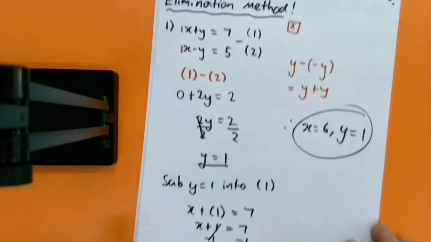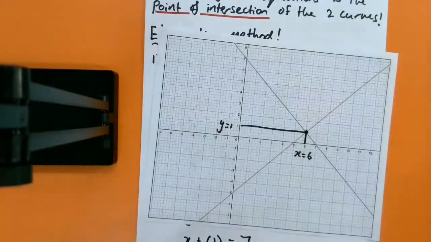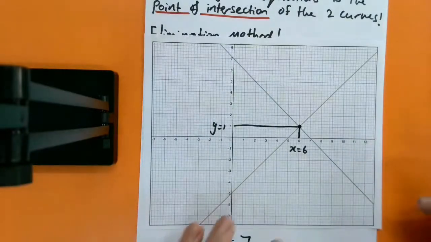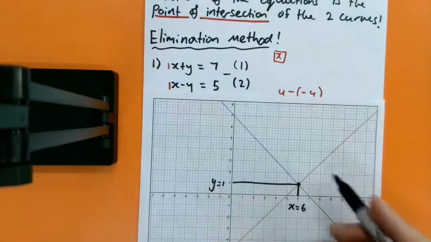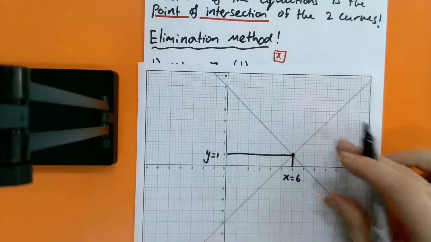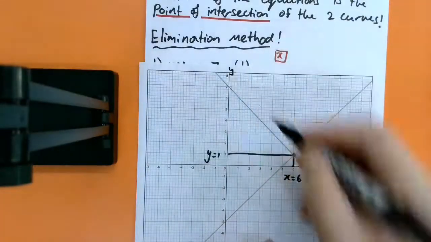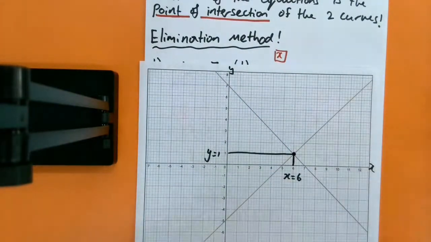So what does this actually mean visually? What are we actually doing? You notice the red and the blue line are the two equations that we've drawn out here. And where they meet, you'll notice that they meet at x is equal to 6 along the x-axis and y is equal to 1. That is their point of intersection, and that is why we solve these simultaneously.